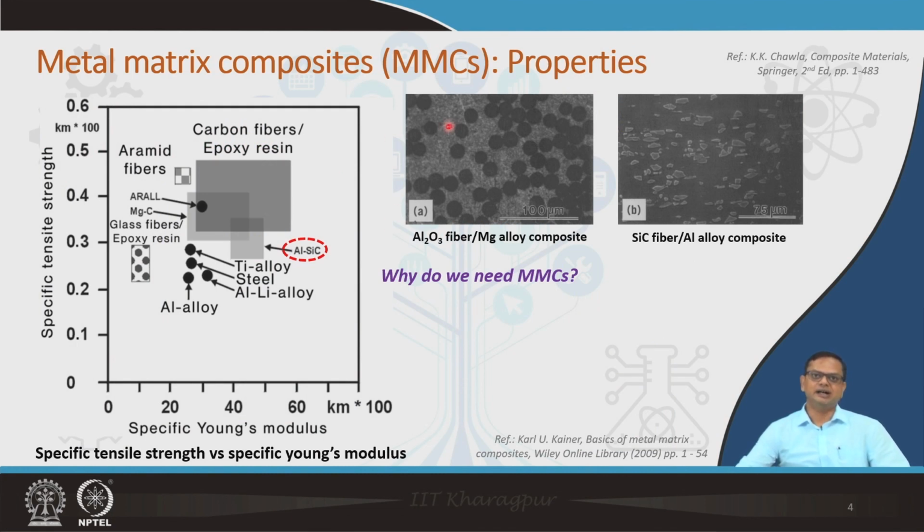So, now let us look at certain examples of MMCs. You can see here this one is an Al2O3 fiber reinforced magnesium alloy composite. The magnesium matrix here has been reinforced with Al2O3 fiber. Here you can see again an aluminum alloy matrix, but in this case it is not fiber but particles. I think the labeling has been done wrongly. This is SiC particle, not fiber. Yes, all these are SiC particles used in reinforcing the aluminum alloy matrix.